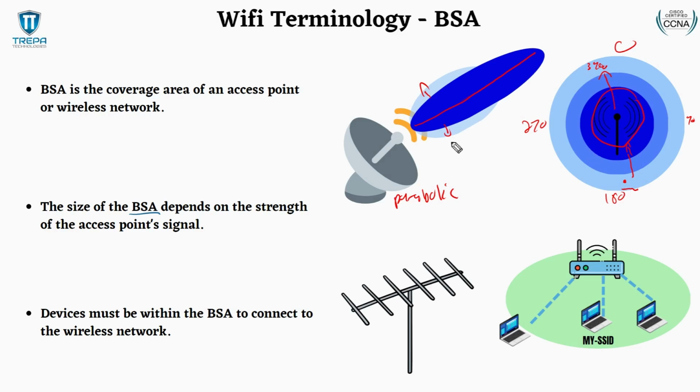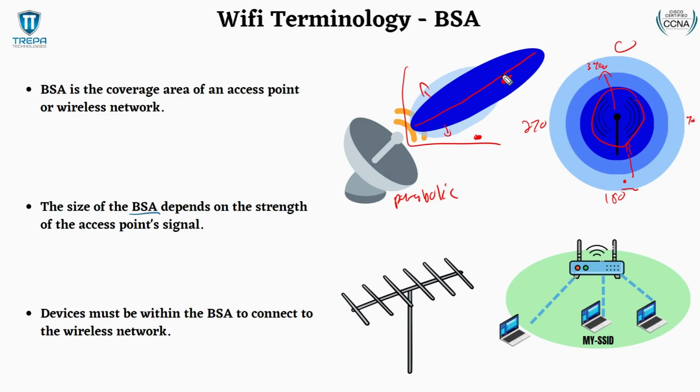Whereas with the unidirectional, if we did an axis here, if you're sitting over here, you're not going to get any signal. But if you're sitting right here, right in the middle of that BSA, you're going to get a lot of signal. So it describes the strength and the coverage area of an access point or an entire network.